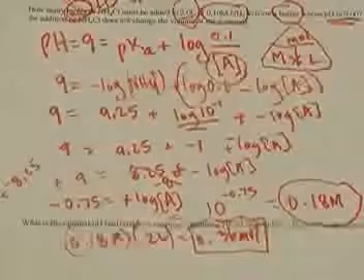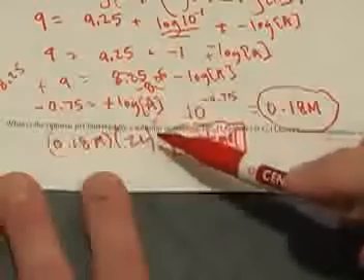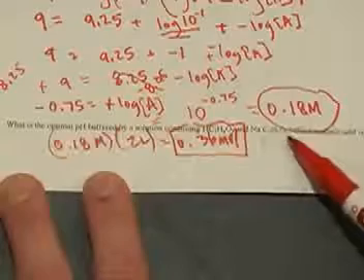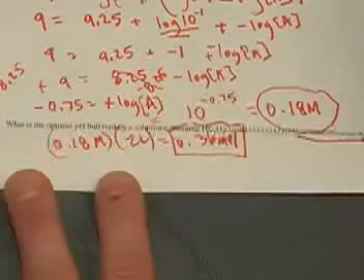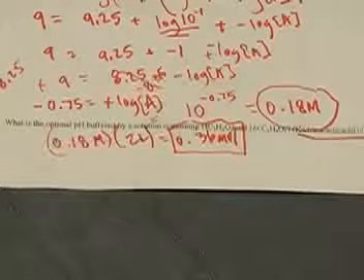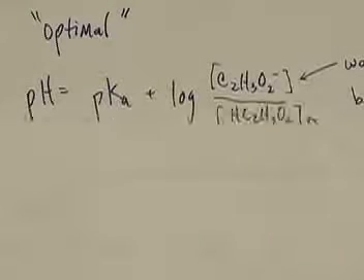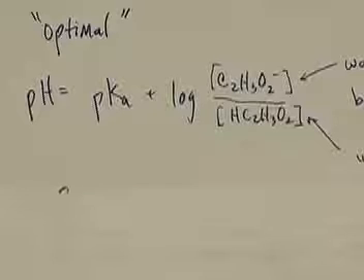The last question on this page says, what is the optimal pH buffered by a solution containing acetic acid and sodium acetate? And it tells us the Ka for acetic acid is 1.8 times 10 to the negative 5th. So what the heck does the word optimal mean? What is an optimal buffered solution? Well, remember what buffers are. A buffer wants to resist the change in pH.